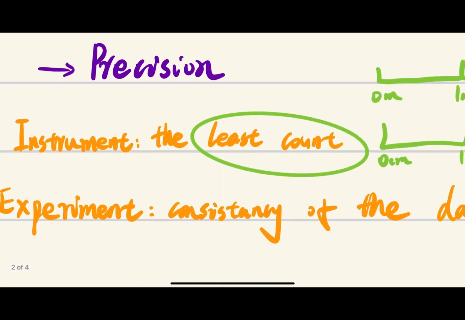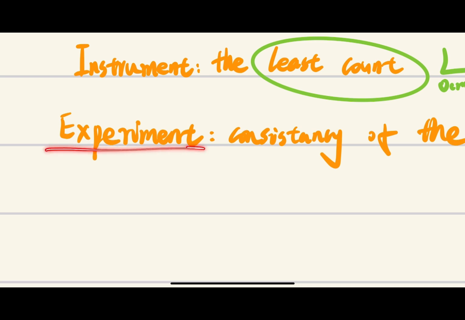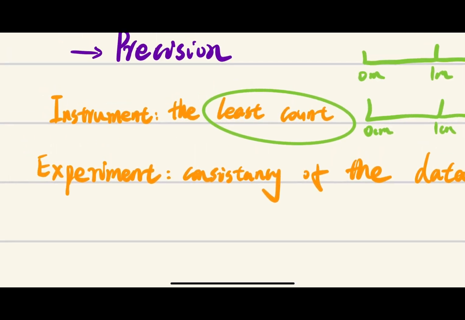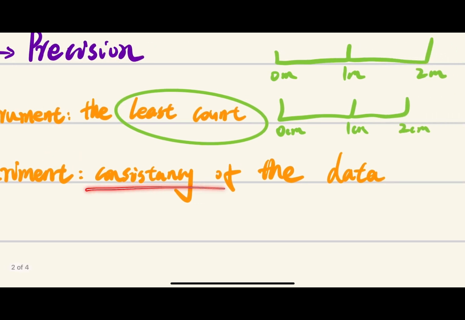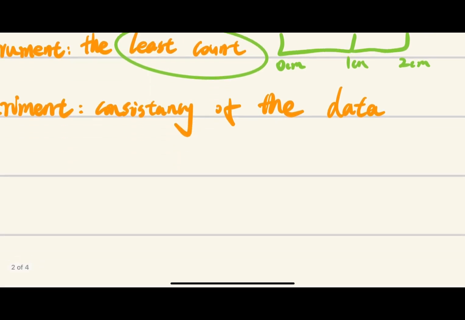Then the second case is about the experiment. When you're doing your experiment and trying to gather your data, the idea of precision means the consistency of the data that you are getting. What does it mean by consistency? Let me give you a few examples.